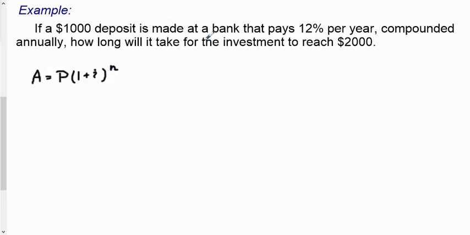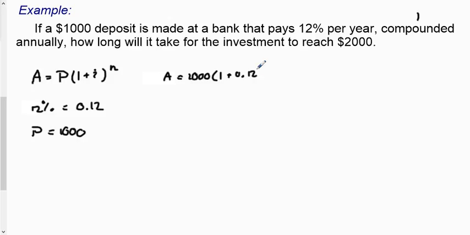So we have a $1,000 deposit at 12% per year compounded annually. So that means our compounding period is 1 per year. So we just need to take our 12% and write that as a decimal, which will be 0.12. And our principal amount will be the amount invested, which is $1,000. Setting up this formula, we're going to have A equals 1,000 outside of 1 plus 0.12 to the n.